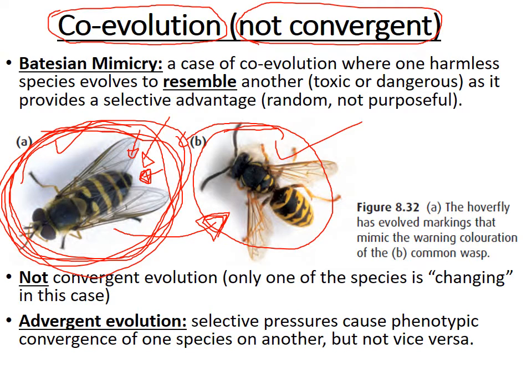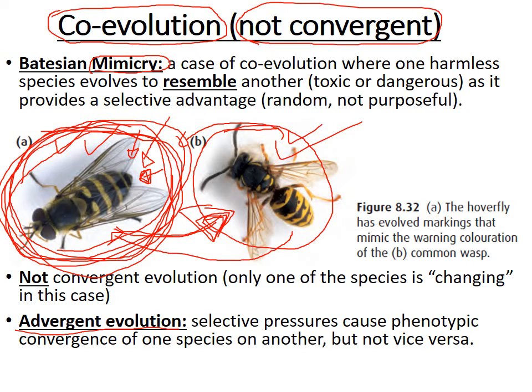And we call that mimicry because it's as if it was trying to copy the wasp. Now, it wasn't purposeful. This happened by chance, of course, with natural selection acting, but we still call it mimicry as if they were trying to copy each other. This would actually be an example of something called advergent evolution, where the selective pressures cause one organism to look similar to another, but the other organism doesn't really care about the one that's starting to look like it. Basically, only one organism is changing its appearance to mimic the other. The other doesn't even realize it's happening. So that's an example of advergent evolution.